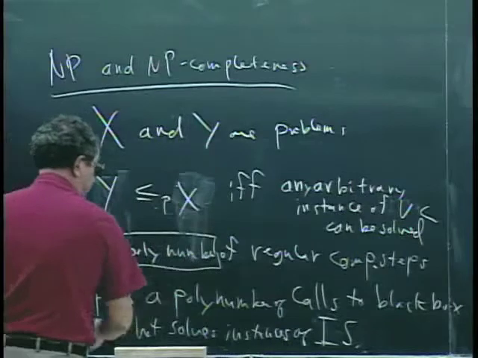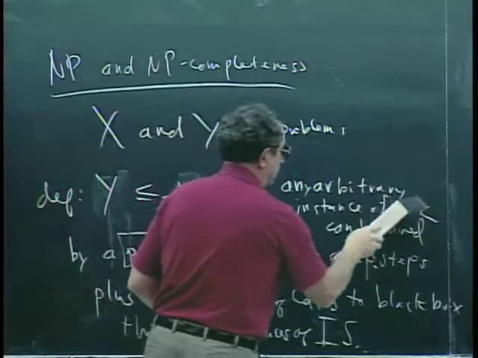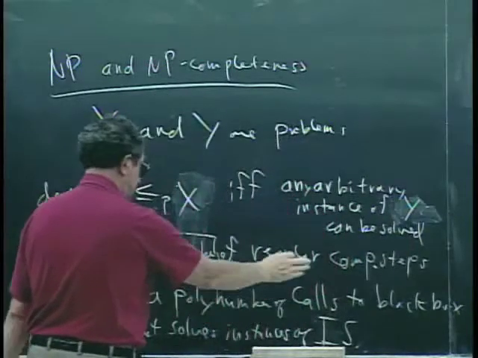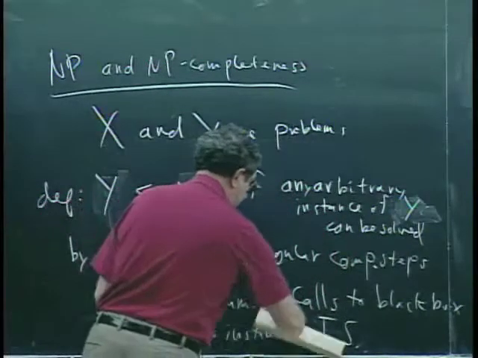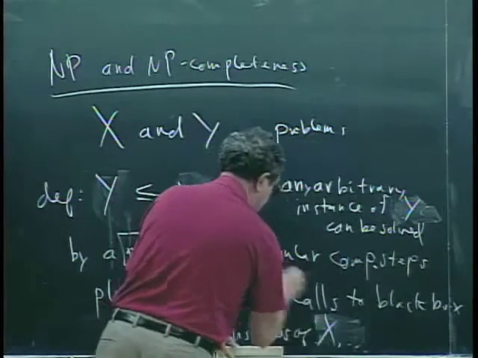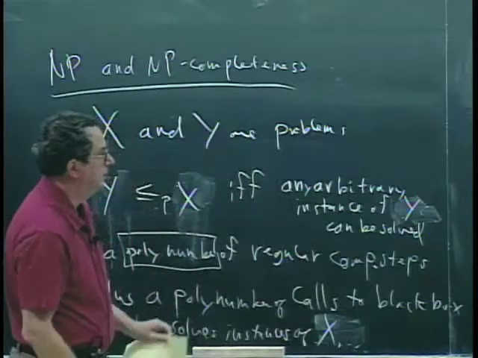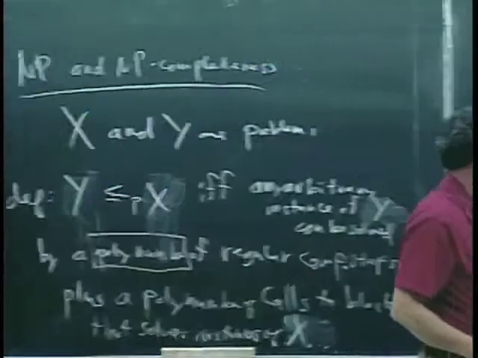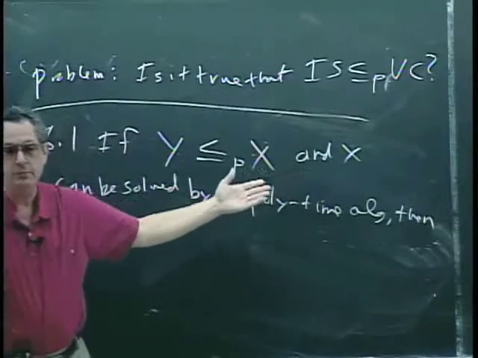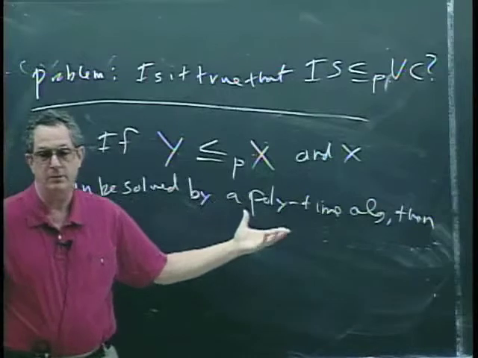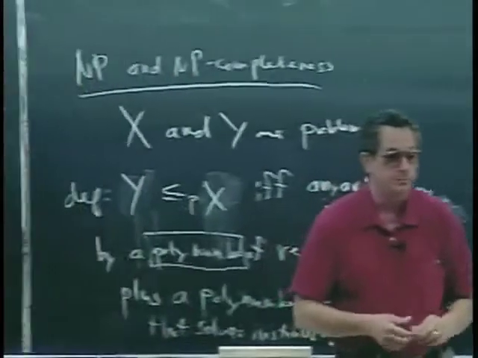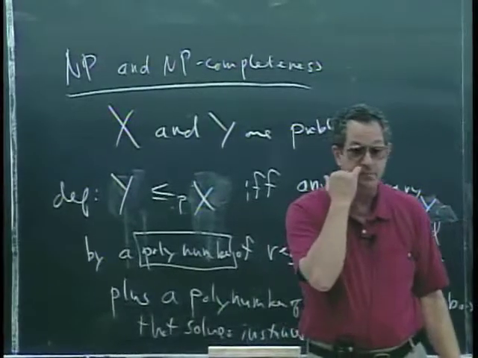Y and x. And this was y. And this was x. So this is saying y and x have this relationship as given by this definition, and on top of that, x really can be solved in polynomial time. There's some polynomial time algorithm to solve x. X can be solved by an algorithm whose running time is bounded by a polynomial function of x's input size.